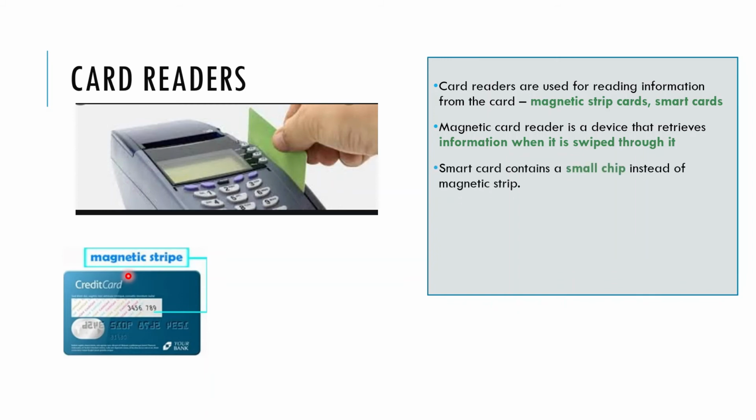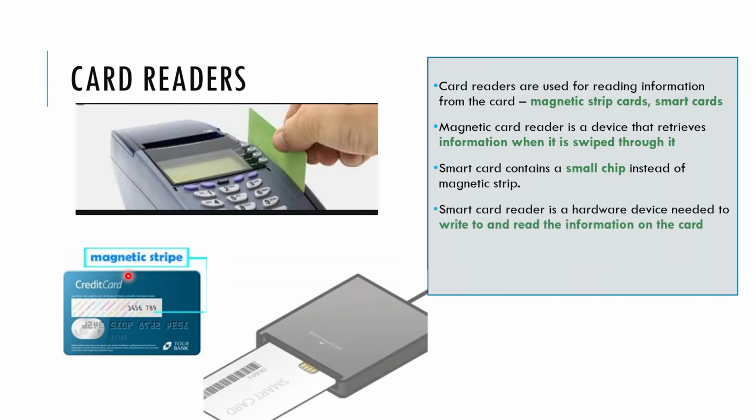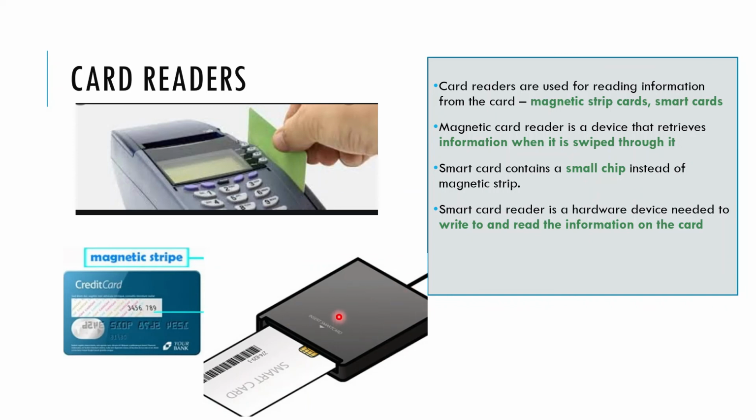Now, smart card contains a small chip instead of magnetic strip. And a smart card reader is a hardware device needed to write to and read the information on the card. Most of the credit and debit cards issued by the banks nowadays contain both the magnetic strip as well as the smart chip. Petrol companies use smart cards to keep track of customer shopping history. Smart cards store more data than the magnetic cards.